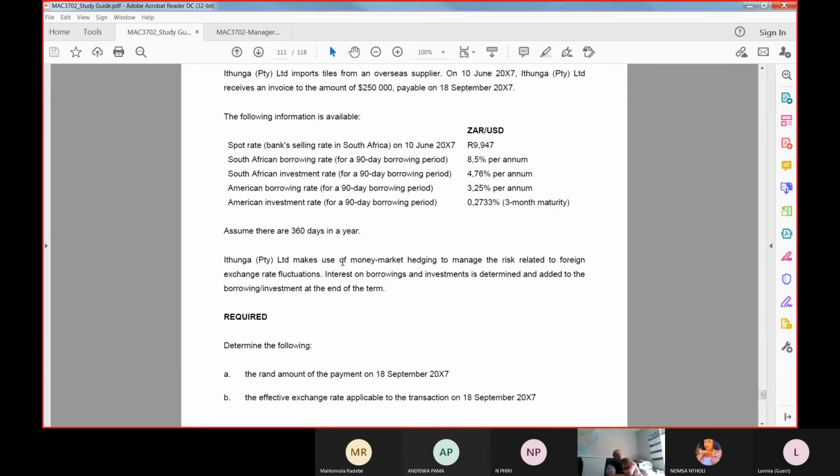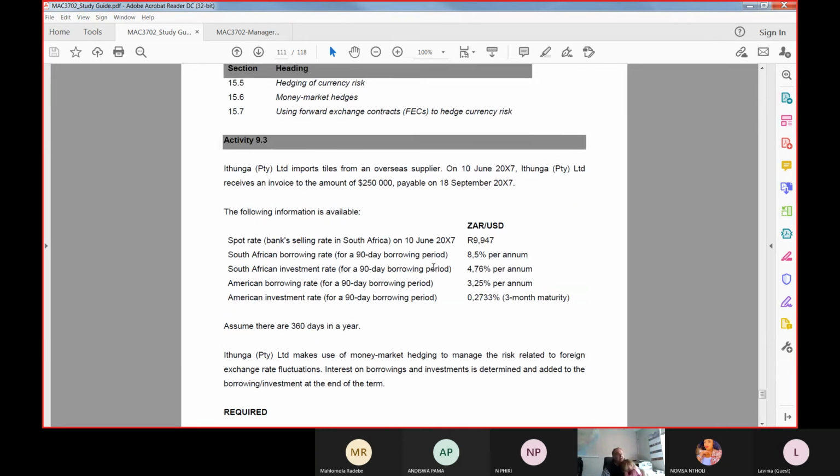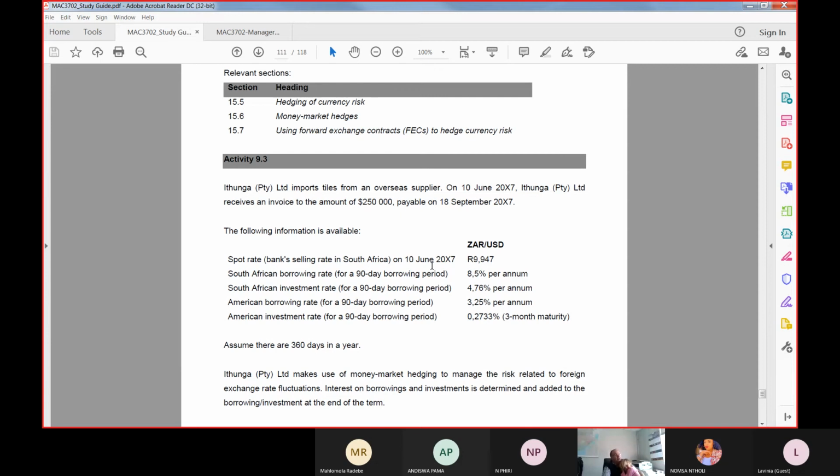So let's read the question here together, if you don't mind. Intuga Pty Ltd imports tiles from an overseas supplier. On the 10th of June 2017, Intuga Pty Ltd receives an invoice to the amount of $250,000. So they are importing tiles. Stock is coming in from abroad, so we receive an invoice to pay $250,000. Okay, the following information is available for us.